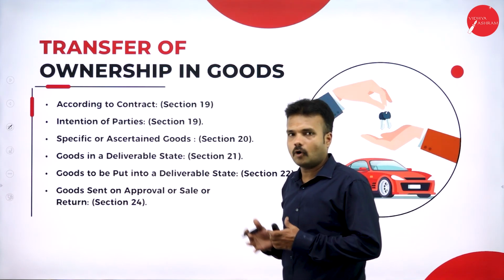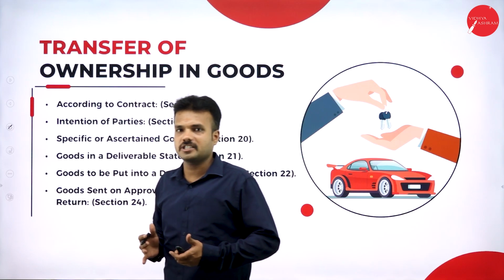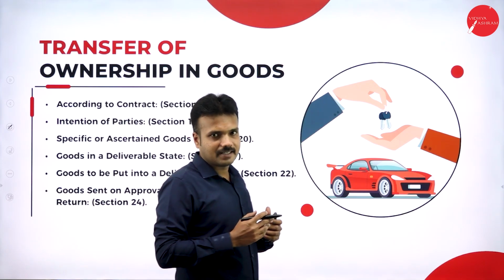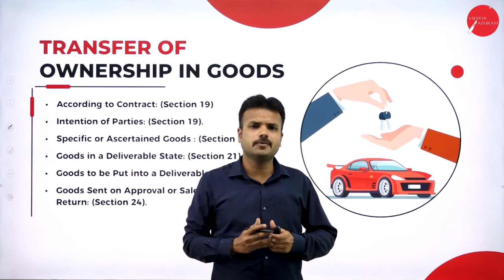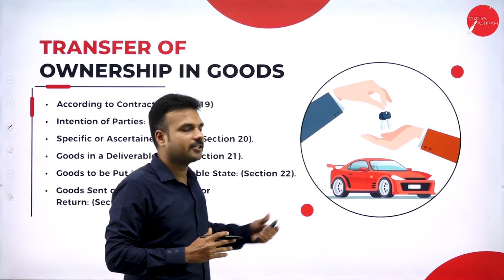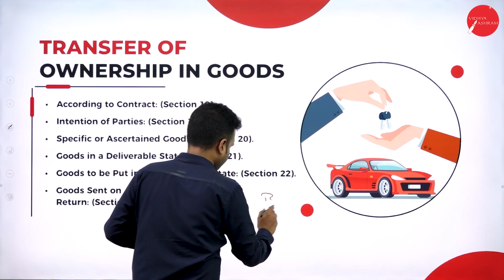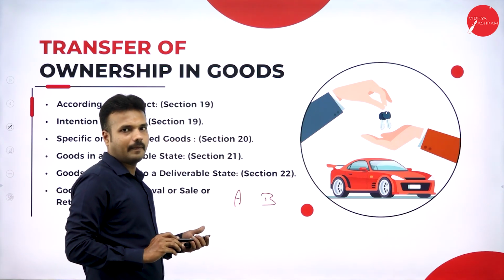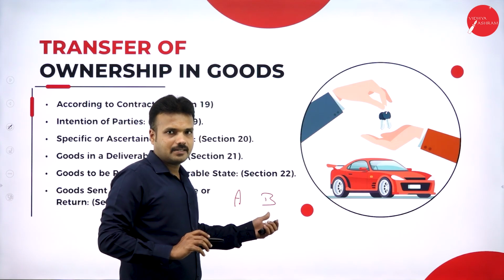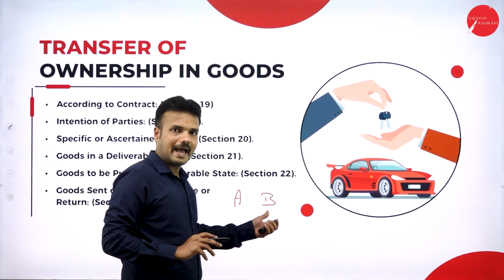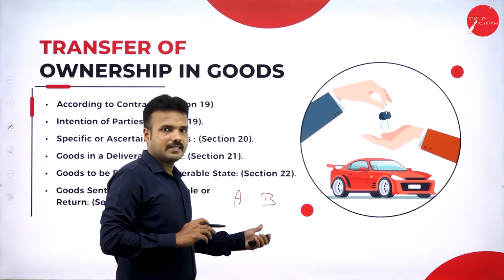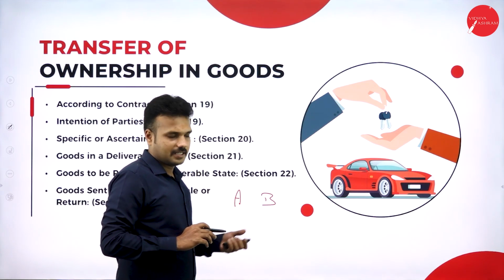So what exactly is this transfer of ownership? How can it happen? As I had explained in the earlier session, according to the Sale of Goods Act, 1930, there are 2 parties in a contract of sale. Let me consider Mr. A and Mr. B. These are 2 parties. Mr. A is a seller, Mr. B is a buyer. Whatever transaction is going to happen according to the Sale of Goods Act is between 2 parties. One is a buyer and another one is a seller.